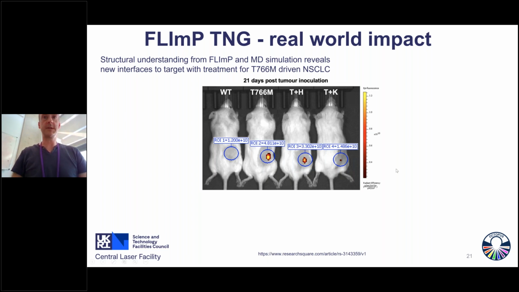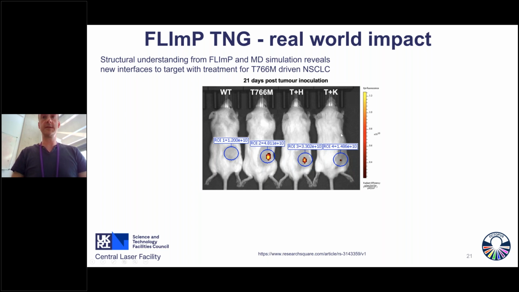So what was actually done then was a colleague worked with collaborators in London to try and interfere with the interfaces we'd identified that seem to be critical to T766M lung cancer. So this is a healthy mouse. This is a mouse 21 days after inoculation, in this case with a T766M lung cancer tumor. This is with a mutation which interferes with one of the 2 interfaces we identified. So this one interferes with an interface that essentially inhibits oligomerization, and we can see that the tumor is much smaller. This is an ectodomain interface, I think, that it interferes with.